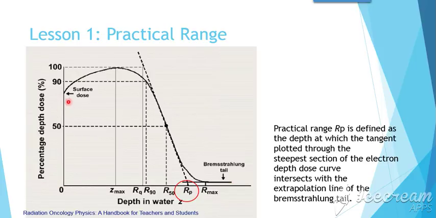We have on the y-axis the percentage of dose that can be deposited from 0, 50 to 100%, and the x-axis represents the depth. Where the electron dose runs out at the Bremsstrahlung region, and it crosses the steepest point of the depth dose curve, at that depth, that's the practical range.